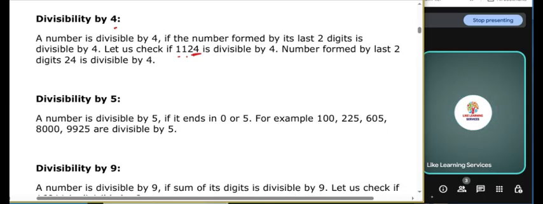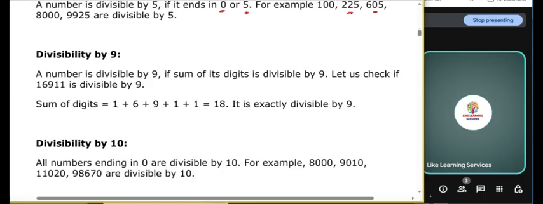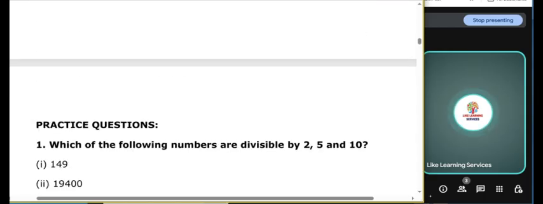Okay. Divisible by 5 if it ends in 0 or 5, like 225, 605, 100, 9925, and so on. Divisible by 9 if the sum of its digits is divisible by 9, like 16911. If you add it up, it gives 18, and 18 is divisible by 9. Divisible by 10 if it ends in 0, and so on. And the other one I talked about.